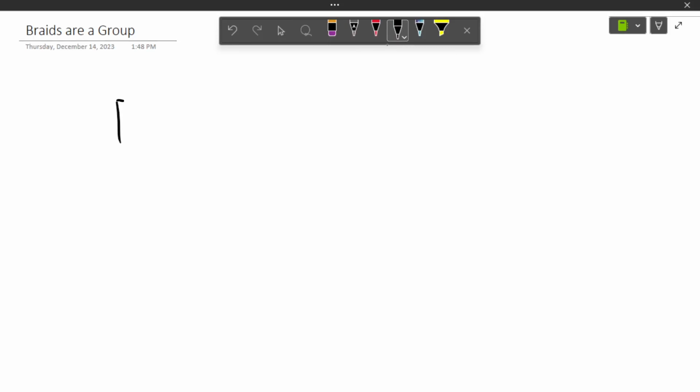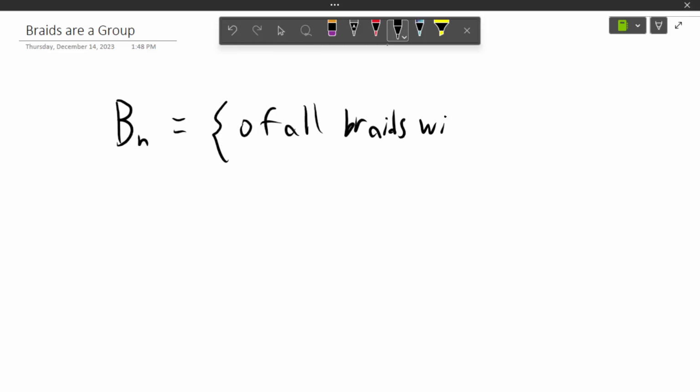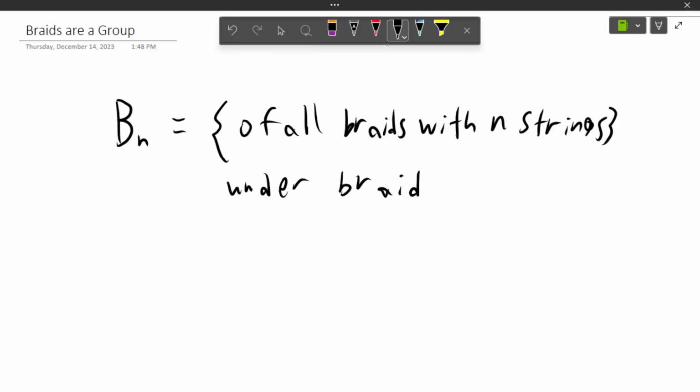So the braid group, big B_n, is going to be the set of all braids with n strings under the braid product.